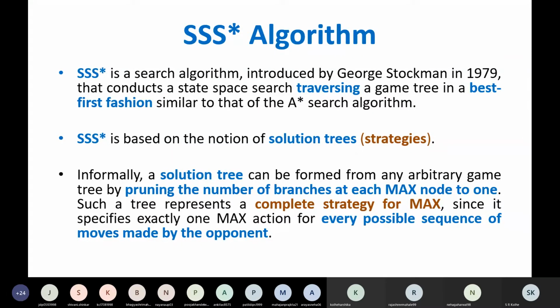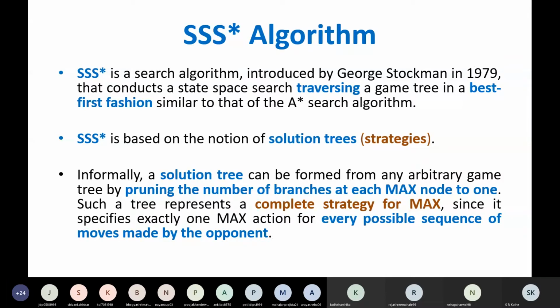This is because it always searches the game tree from left to right in an uninformed manner. Like in blind search techniques, we do the same thing, and we move from the left part of the game tree to the right part. And an algorithm which searches the game tree guided by heuristic information is called the SSS star algorithm, and it was developed by Stockman.